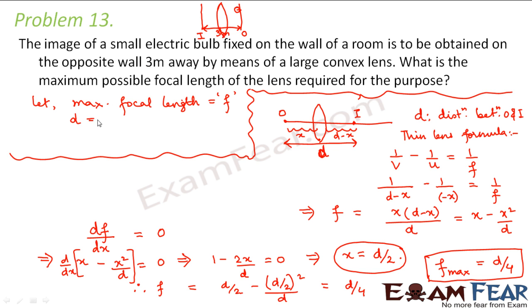So now using this formula, we can easily solve this problem because the distance between the image and object, that is D, is given as 3 meters. Therefore, the maximum focal length will be equal to D by 4, that is 3 by 4, which is equal to 0.75 meters. Right? So I hope you understood the concept. Here we want to find out the maximum value of focal length. What is the value of x for which the focal length will be maximum? So that's what we calculated with the help of differentiation.